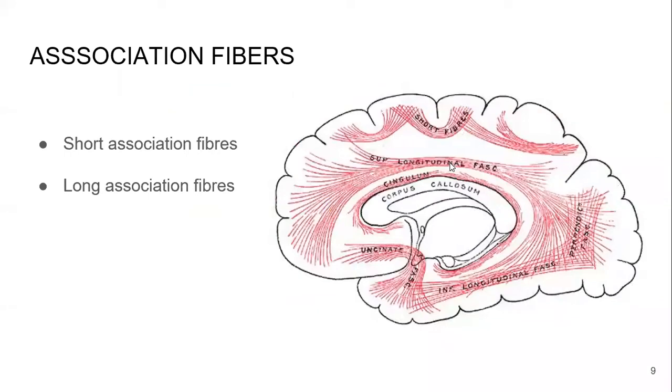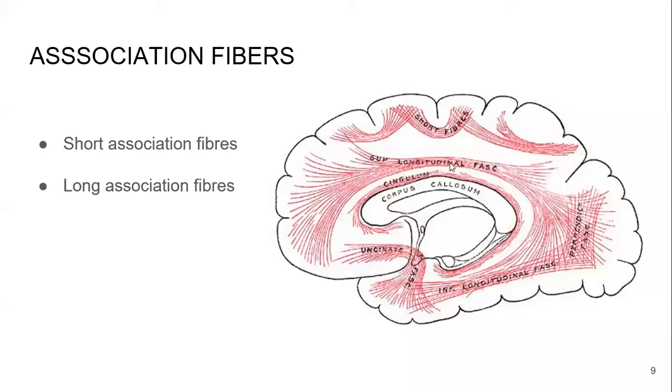Now, taking each of them, we'll start with the association fibers. Association fibers are nerve fibers that essentially connect various cortical regions within the same hemisphere and may be divided into the short and long association fibers. The short association fibers lie immediately beneath the cortex and connect adjacent gyri. These fibers run transversely to the long axis of the sulci. Next, we have the long association fibers.